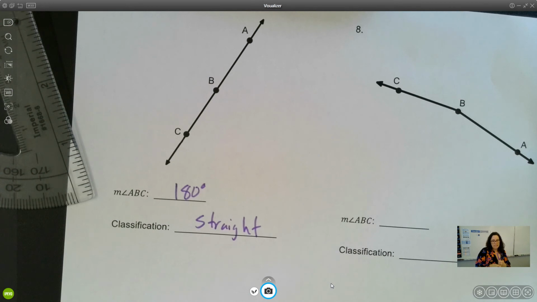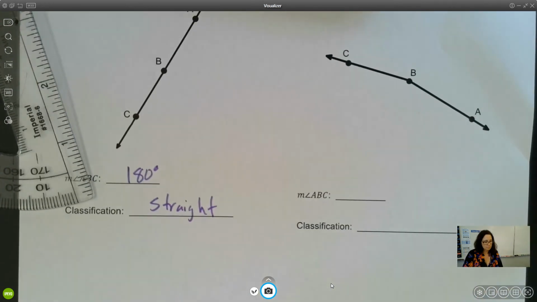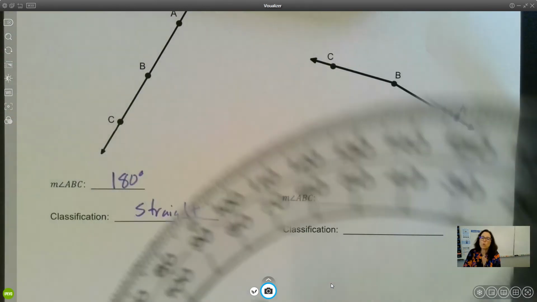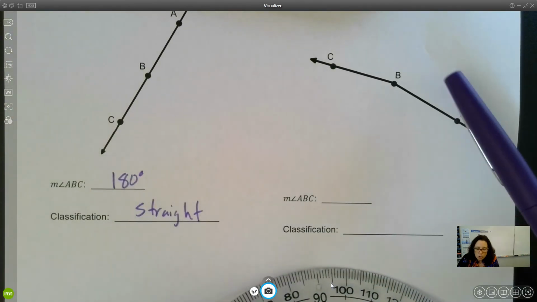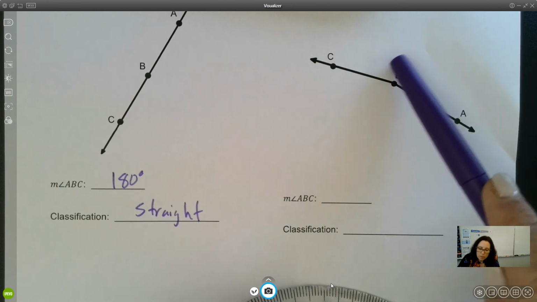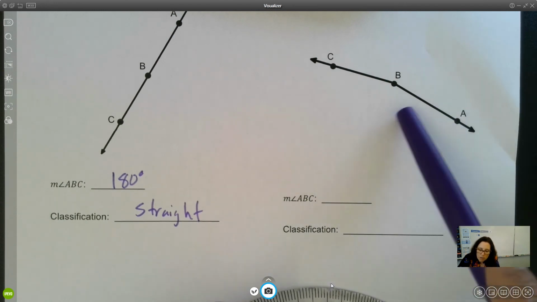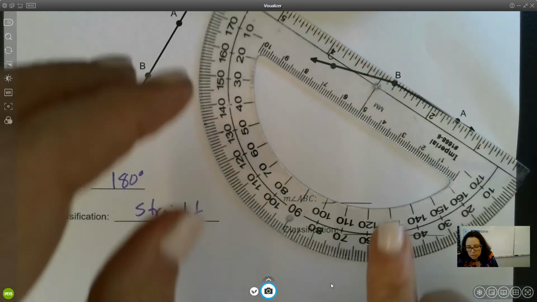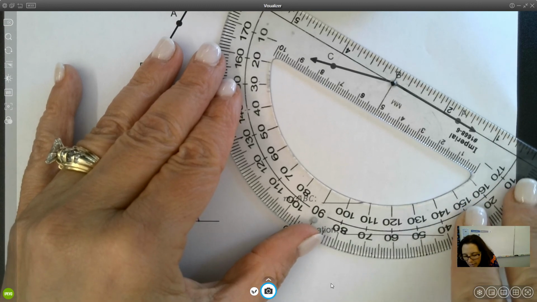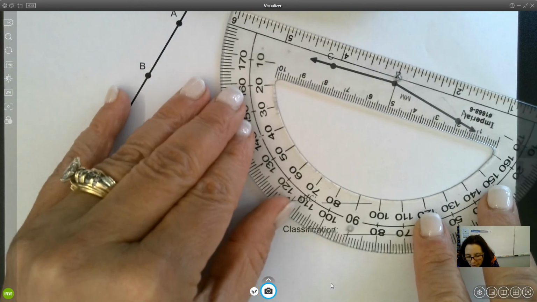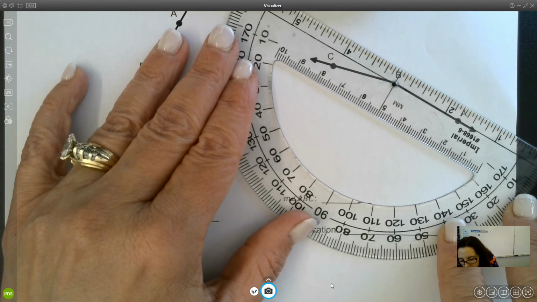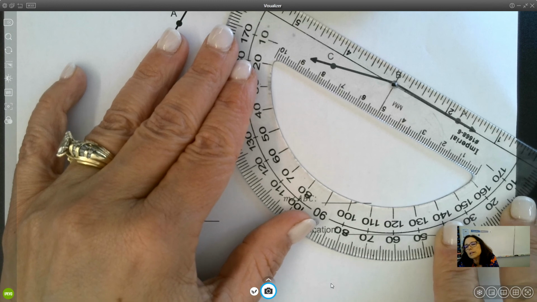All right, now this one. Very important to understand, we are never going to measure more than 180 in this class. Do you understand if you measured out here, it would be more than 180? And if you measured in here, it would be less than 180. So it doesn't matter if you line up this ray or if you line up this ray. You're going to have to extend it though. That looks pretty lined up.